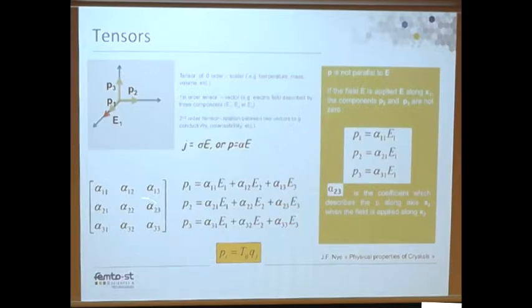So when we have these 9 constants, if we know their values, we can say, for example, if I apply the field along direction 2, along y, then I can say immediately what is going to be my polarization along 1, along 2, and 3. In an isotropic material, the constants will all be equal. So this is a basic definition of why we need a tensor.